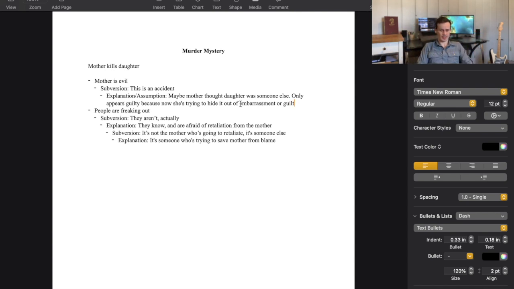So this is our murder mystery. There's this mother, she's killed her daughter. She actually tried to kill someone else, but it was an accident, and she's super embarrassed and guilty that she mistook her daughter for someone else and killed her. And the townsfolk, some of whom maybe even saw it happen, are unwilling to speak because they're afraid of retaliation. But they're not afraid of retaliation from the mother, they're afraid of retaliation from maybe the mother's husband, who wants to protect his wife. And that's a valid explanation there.